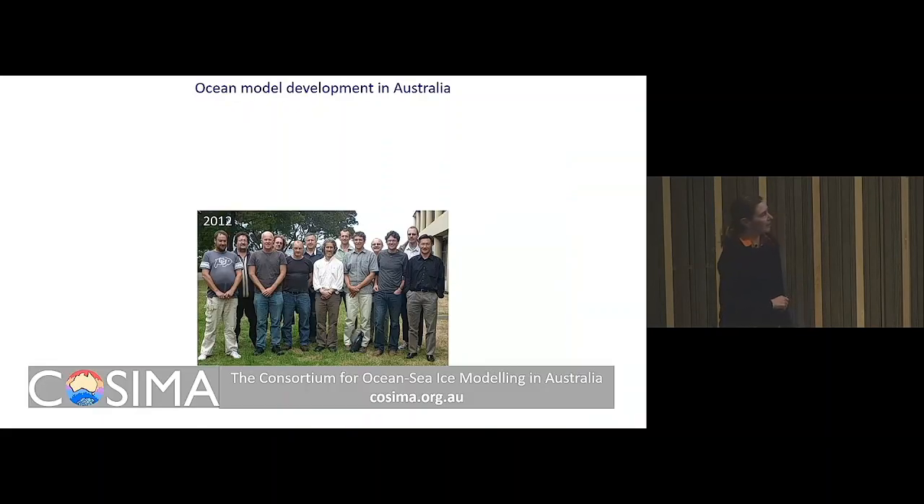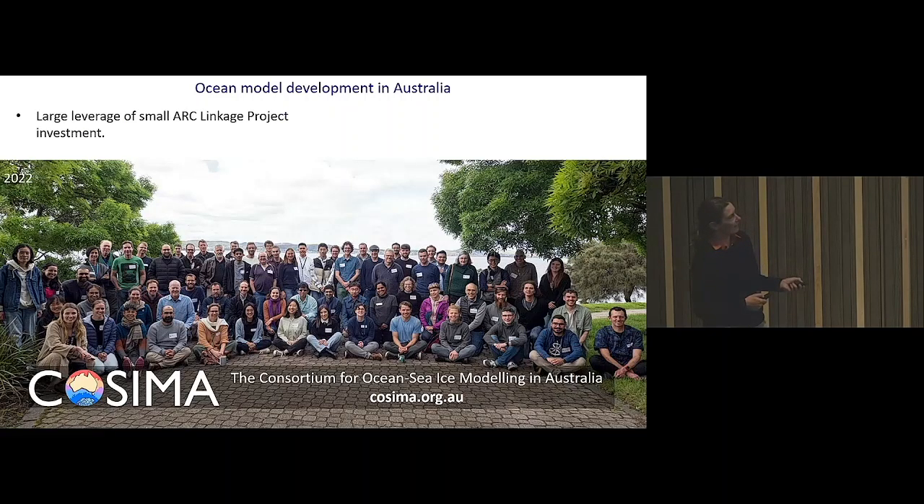Okay, so I just wanted to talk a little bit about how we develop ocean model configurations in Australia. We have what we call COSIMA, which is the Consortium for Ocean Sea Ice Modelling in Australia. This is what COSIMA looked like 10 years ago. This was the annual meeting in 2012. I'm very happy to say that over the last 10 years, we've come a long way, both in terms of size and also slowly increasing diversity as well.